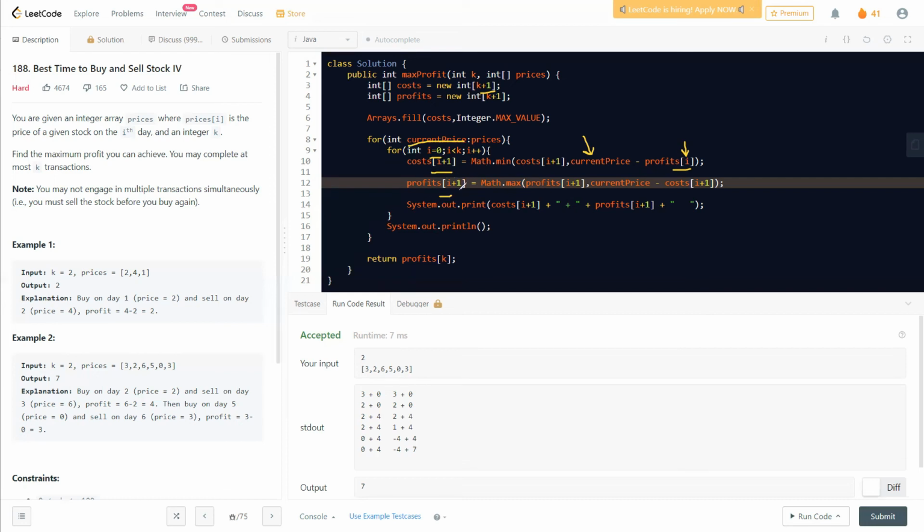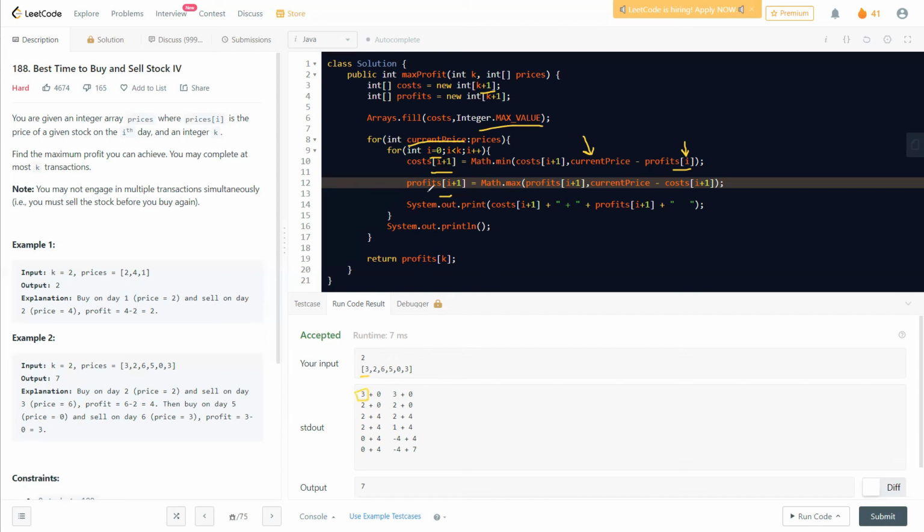So what exactly is the formulation we did? We did cost of i plus one as the minimum of cost of i plus one. What is the cost of i plus one by default? It is by default max integer value, and then we are doing current price minus profits of i. Profits of i is by default zero because we didn't do anything like fill the array, right? So profits of i is by default zero. So we simply have this thing: current price was initially 3, and now 3 minus profits of i, which is 0, so we've got current price being 3.